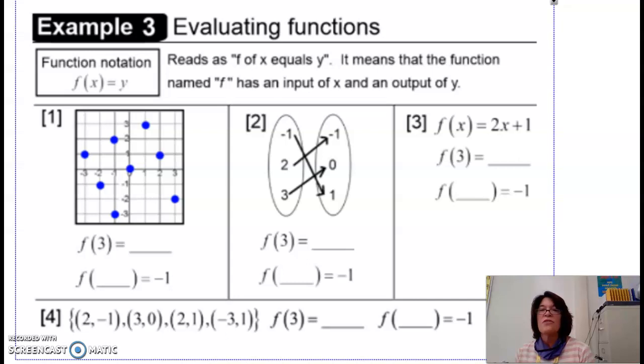So this is a notation I hope you're familiar with. It's called function notation, as you see here. It's read f of x, and it's another way of representing the y or the output. It's read f of x and it equals y. It means that the function named f has an input of x and an output of y, or f of x. Okay? We're mostly familiar actually with this number 3, this third part.